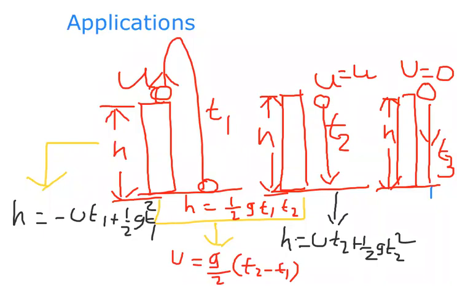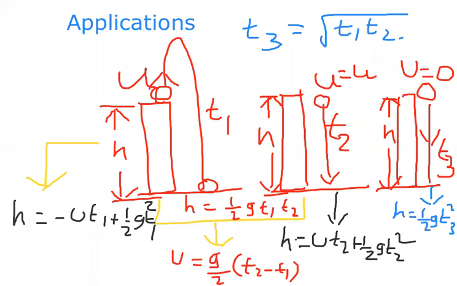From the freely falling situation, we got h = ½gt². Now equating these two situations, the time in this situation is t3. So finally, h = ½g t3² and h = ½g t1t2. So we have the relation t3 = √(t1t2). This is the information we got from this application. Very important application from the competitive examination point of view. So I hope this is clear now.